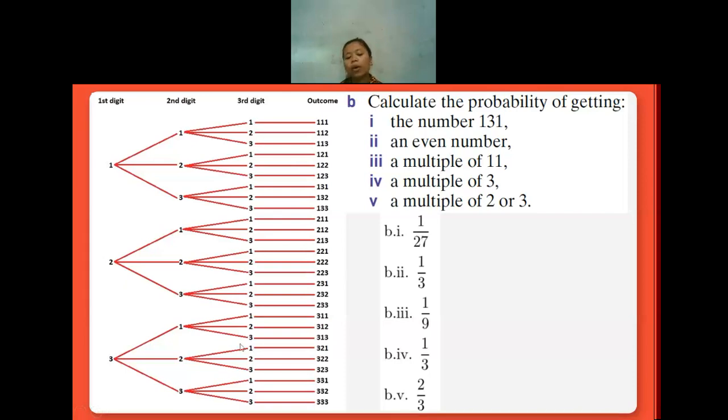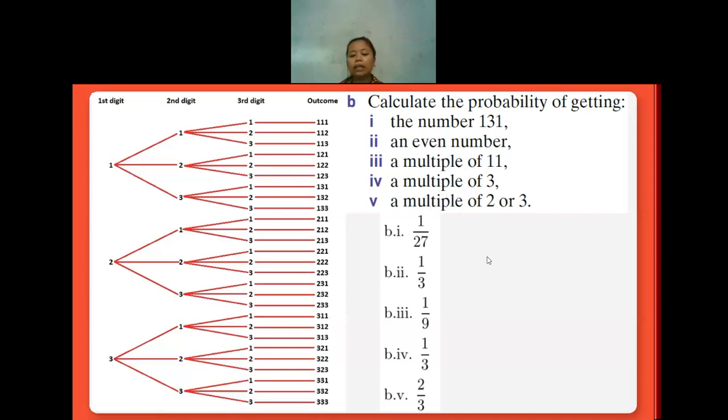So later when we check in total, there will be 27 possible outcomes. So the outcomes will be 27. Why is it 27? Because there are 3 numbers and they are going to be used 3 times. So to find the total number of outcomes, you can do 3 to the power of 3, which equals 27. For those who already did the homework, you can check the answer.